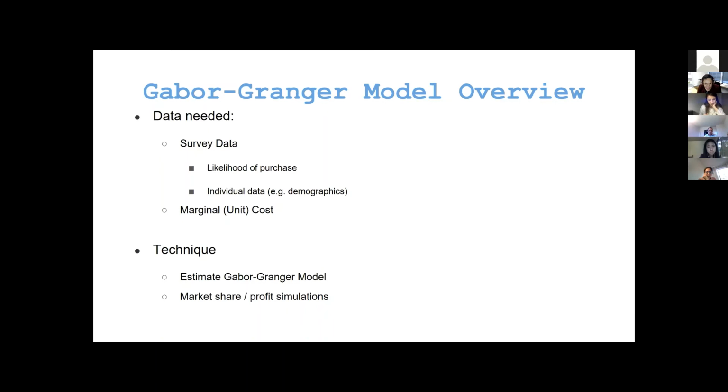And so the technique is to go out and survey people based on the products, and then based on that information, you estimate the Gabor-Granger model and come to a perspective on what the likely optimal price is.